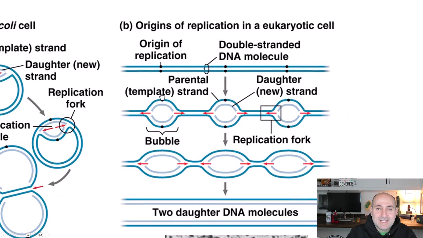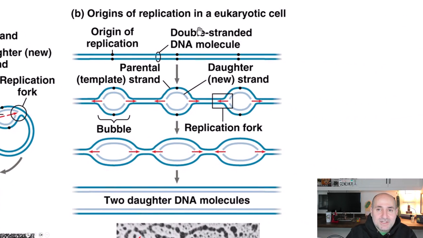Now juxtapose that, compare that with a eukaryotic cell. Remember, eukaryotes have linear chromosomes, and they have way more DNA, right? Do you remember how much more DNA a eukaryote has? So for instance, humans have roughly 3.5 billion nucleotides to copy, whereas E. coli only has about 6 million nucleotides to copy. We just have way more copying to do. If we started copying with one origin of replication, if we started copying at one spot, it would take forever to copy our DNA, much longer than it should.